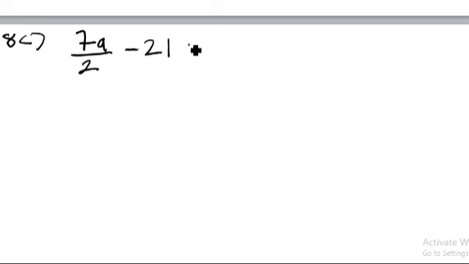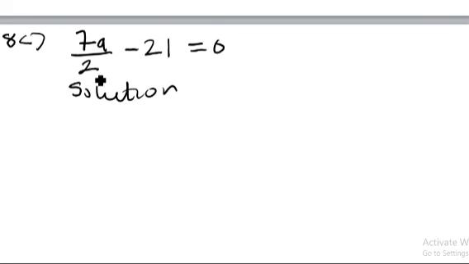Let's do another example for 8. I'm going to do 8c, so you understand it very well. You want to have fractions. A lot of people have problems or challenges with fractions. So that's why I'm solving 3 examples. I have 7a over 2 minus 21 equal to 0. Solution.